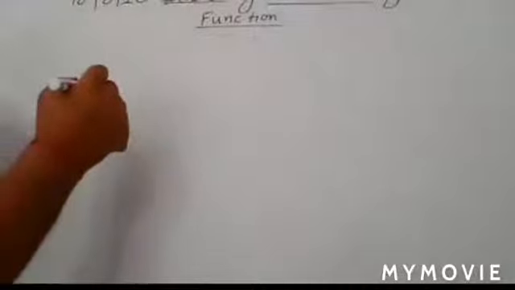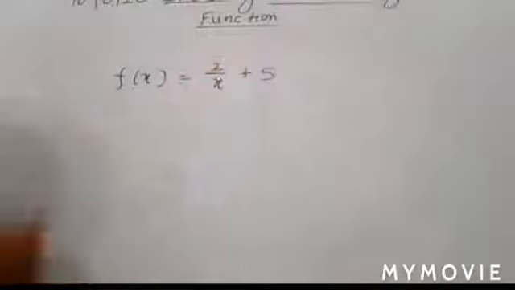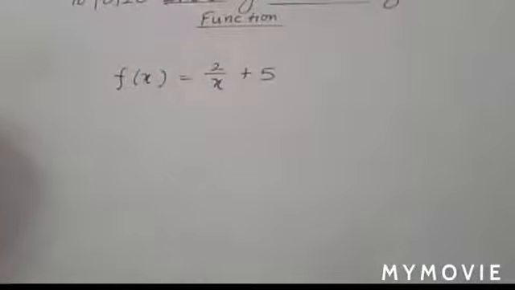Prove that f(x) = 2/(x + 5) is a strictly decreasing function. Here you have to prove that f(x) = 2/(x + 5) is strictly decreasing. है ना? So how you prove that it is strictly decreasing?